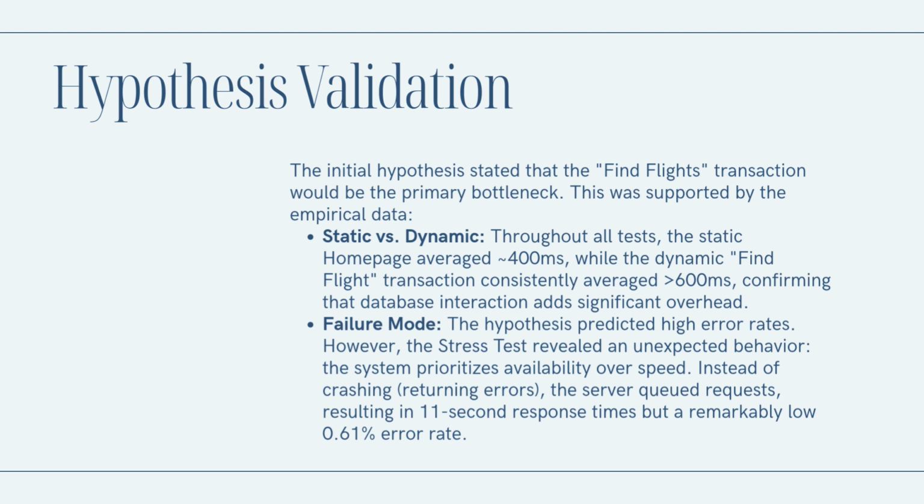Failure mode. The hypothesis predicted high error rates. However, the stress test revealed an unexpected behavior. The system prioritized availability over speed. Instead of crashing or returning errors, the server queued requests, resulting in an 11-second response time but a remarkably low 0.61 error rate.